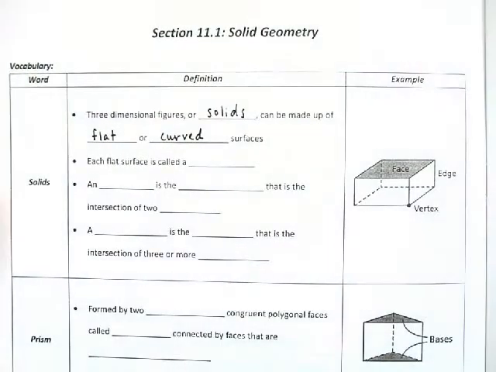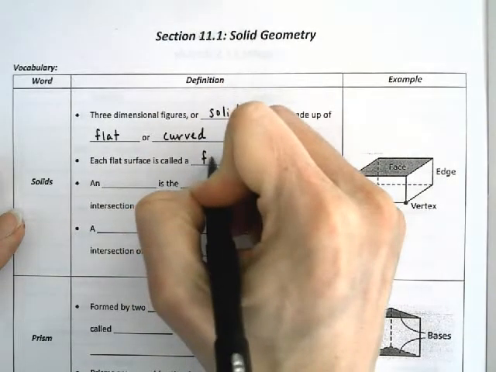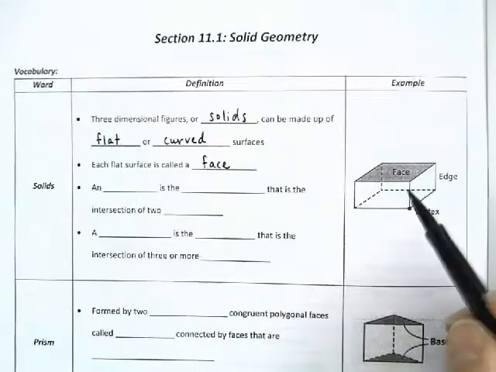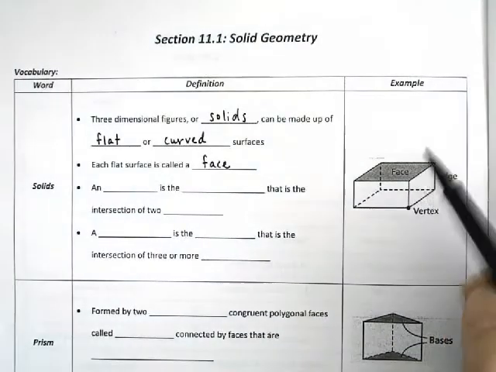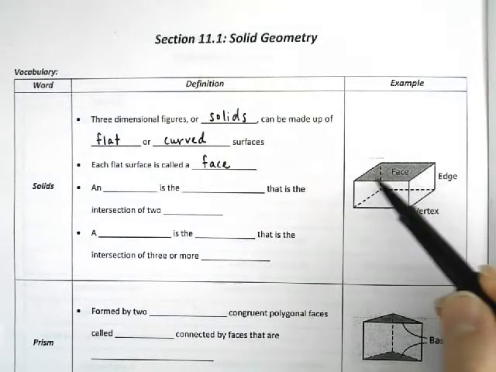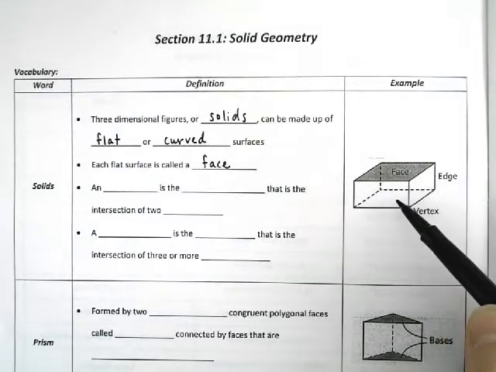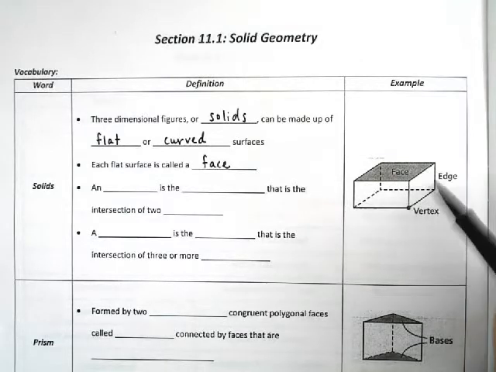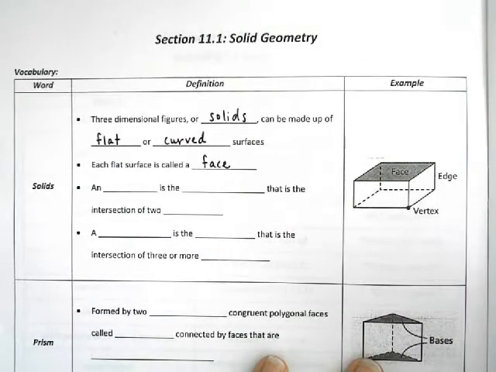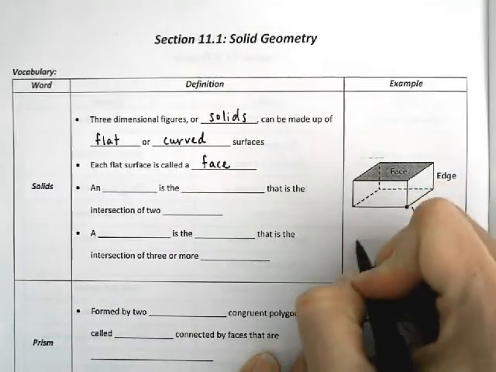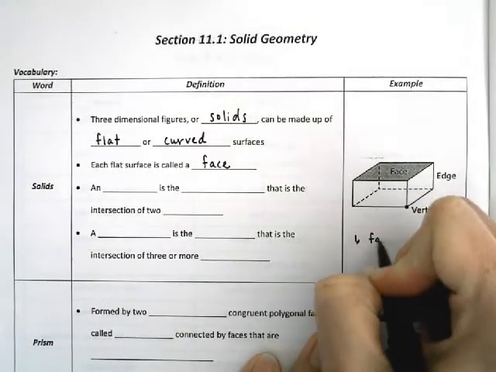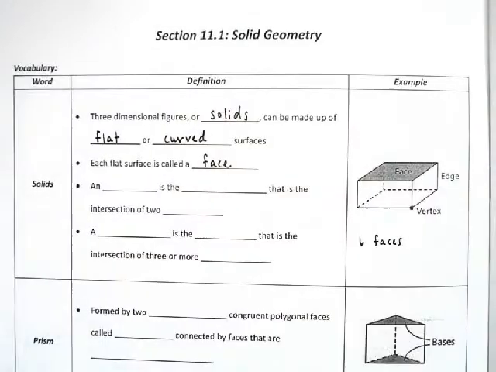Okay, each flat surface is called a face. So in other words, if I were to look at this solid here, you can see one of the faces is named. So essentially I have two faces that are parallel, one on top and one on bottom, and then I have each of the four faces that makes up the sides. So this figure here would have 6 faces. Again, they're just the flat surfaces.